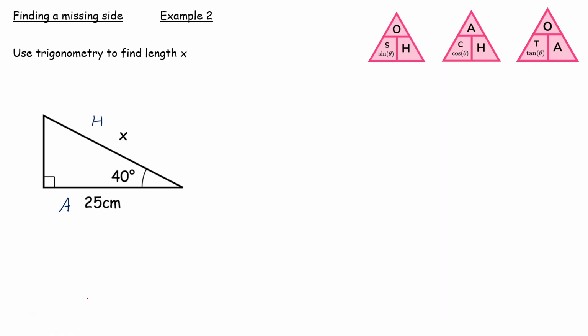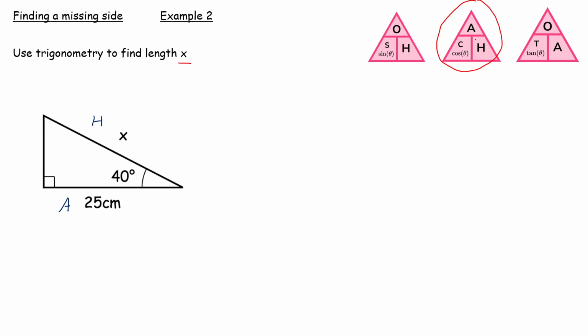Okay, and then I've got A and I've got H. So I go through my formulas again. Well, this first one here has got H, but it has not got A. I need A. A is not in this. CAH has got A and it's got H. So this is the one that I want to be using. I've got A and H, and I'm trying to find the length x, which is my hypotenuse.